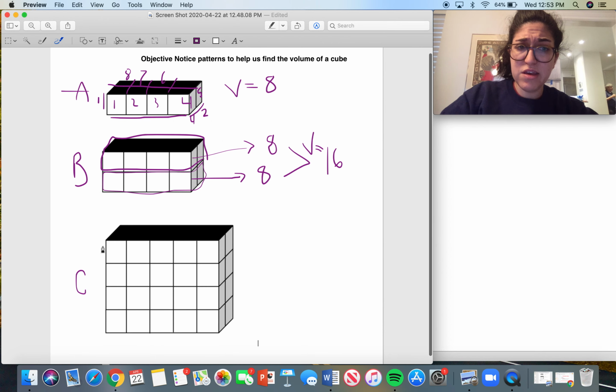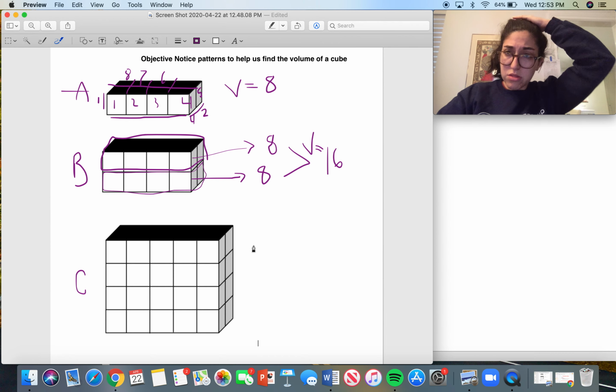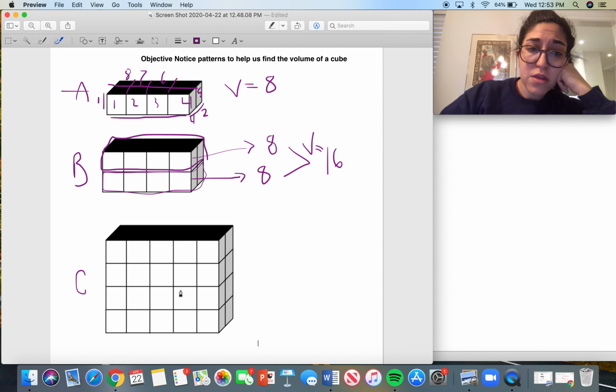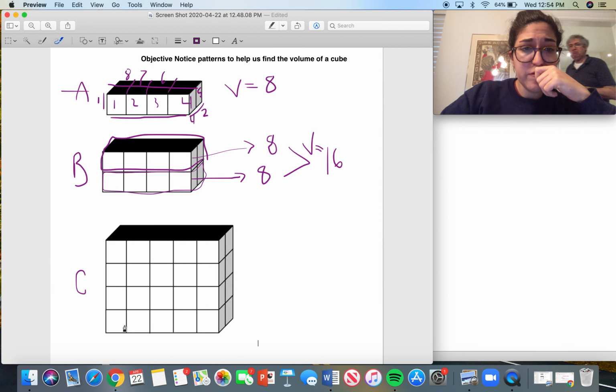Now if we look at C, I want you to take a minute and write down a prediction. What do you think the volume of C would be? And I want you to again notice that here it's not exactly the same as A and B. It's a little bit different.